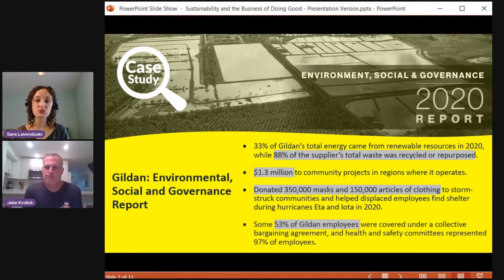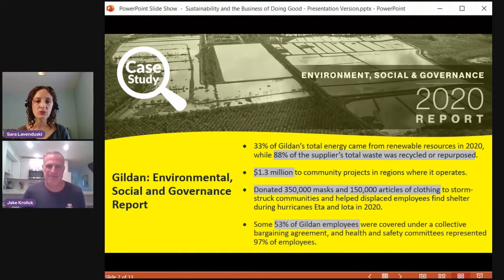$1.3 million was donated to community projects in regions where it operates in the Americas. They also donated 350,000 masks and 150,000 articles of clothing to storm-struck communities, and they helped displaced employees find shelter during the hurricanes last fall, Eta and Iota. They really hit Central America very hard.